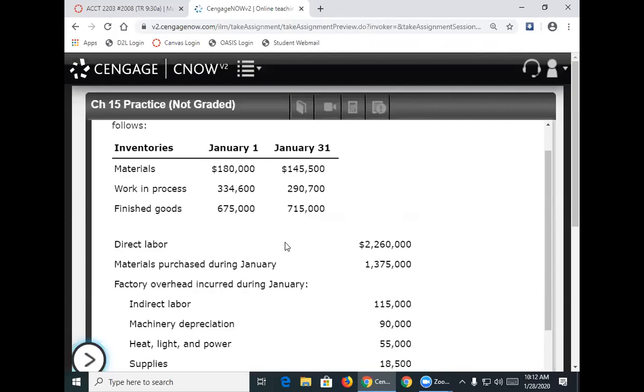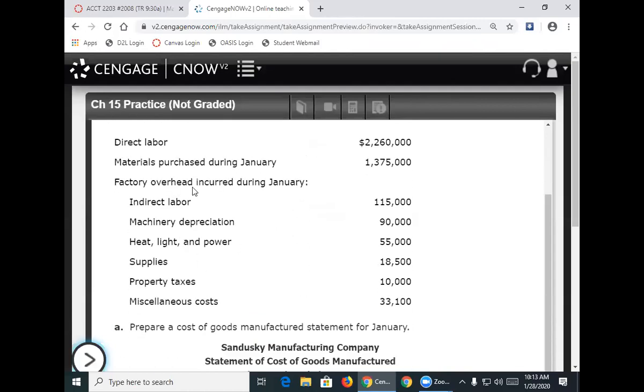2,260,000 of direct labor. And then what's my last cost that goes into work in process? Factory overhead. So to save you time, I'll add it up. So these are all my factory overheads. I would just add them all up, and your total factory overhead is 321,600.